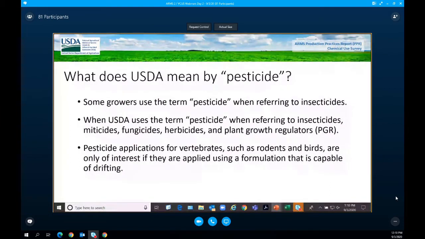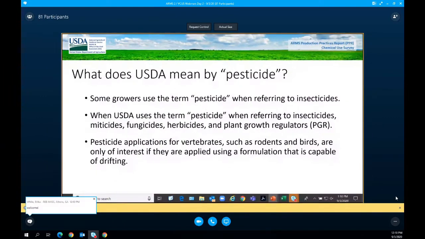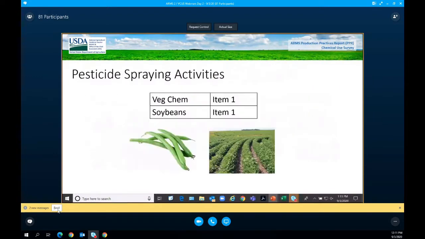What it doesn't include is vertebrate control. We're not asking questions about mouse bait or granular, bird repellents or other kind of mammalian or vertebrate pest tools that are used. We're talking about mainly foliar or soil-applied sprays for diseases, insects, weeds, etc.